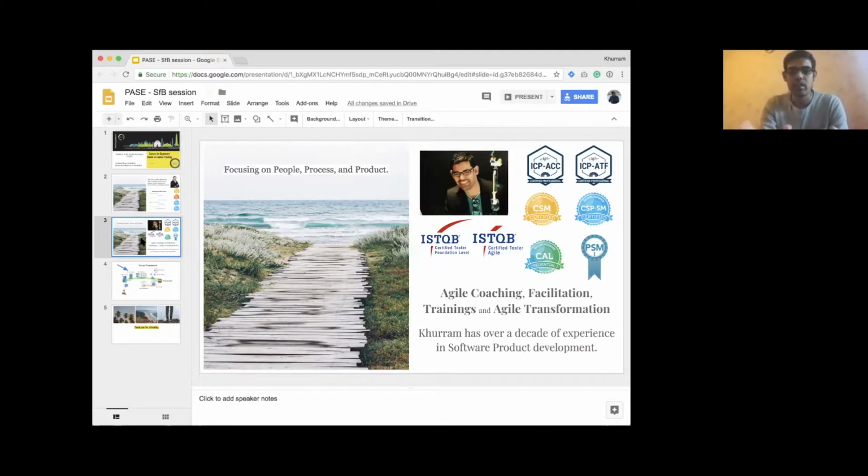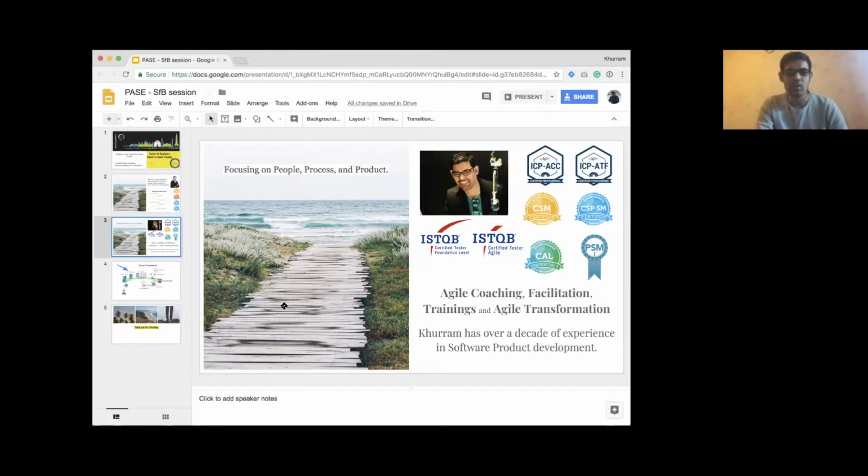Yes, I also have some certifications from Scrum Alliance, then another from IC Agile, which mostly focuses on coaching and facilitation, and also software quality from ISTQB in terms of foundation and agile tester. Yeah. So my main focus is on people, process, and product. The picture is more of an agile journey, moving into the ocean.